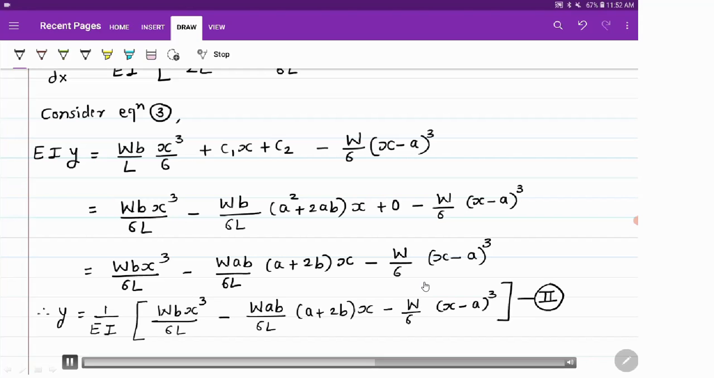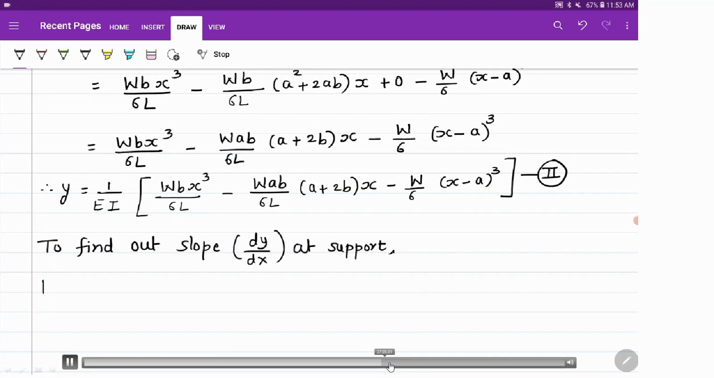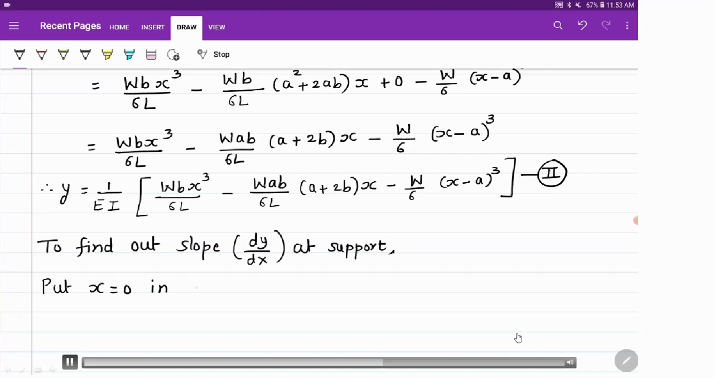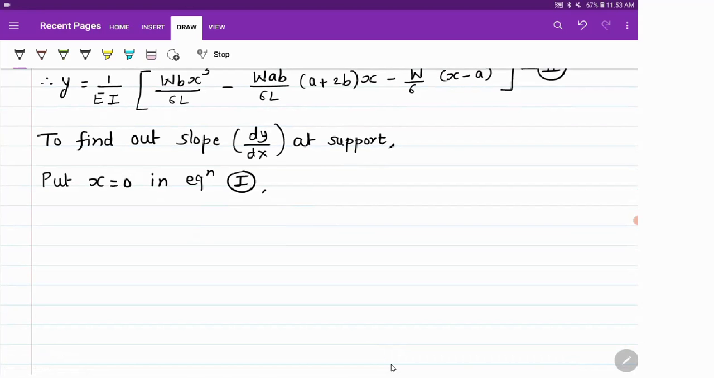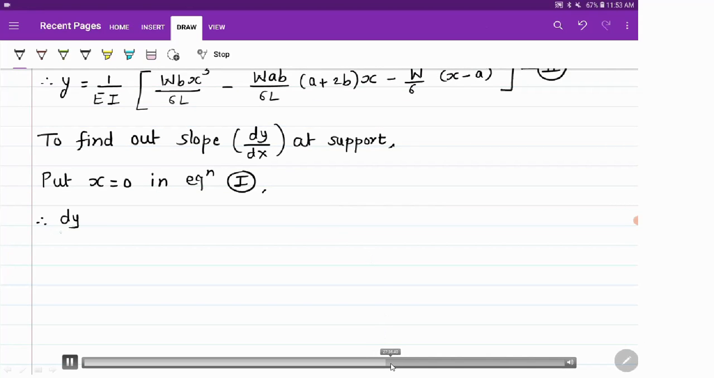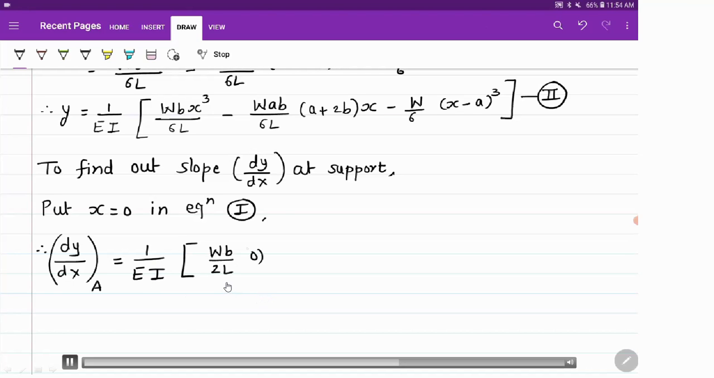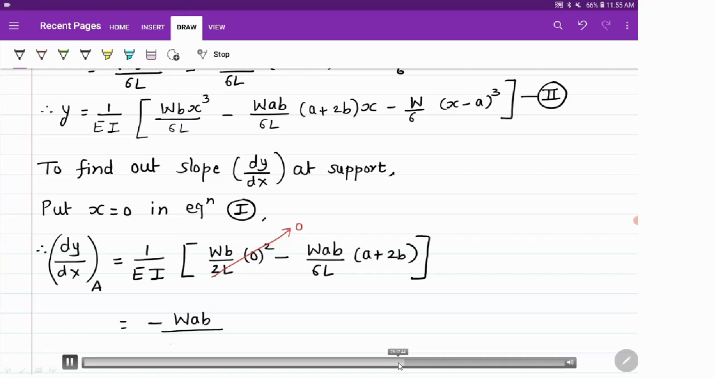So these are the general equations from which we can find out slope and deflection at any point on the beam. So suppose we have to find out the value of slope at a support, at one of the supports, that is at point A, x is equal to 0, and that we have to substitute only in the first compartment, because x is equal to 0 is related with the compartment of RA, and the compartment of RA is nothing but the first compartment. So from equation 1 we can say that dy by dx is equal to 1 upon EI [WB by 2L, in place of x substitute 0] minus WAB by 6L (A plus 2B). This is our first compartment. So ultimately the slope in this particular case will be equal to minus WAB upon 6LEI into bracket (A plus 2B).